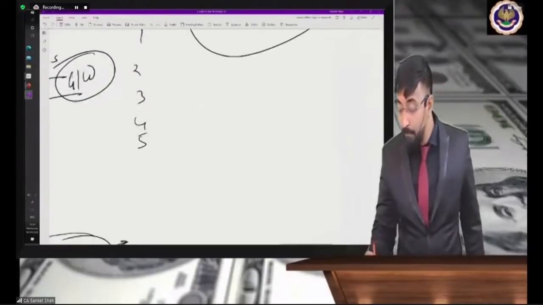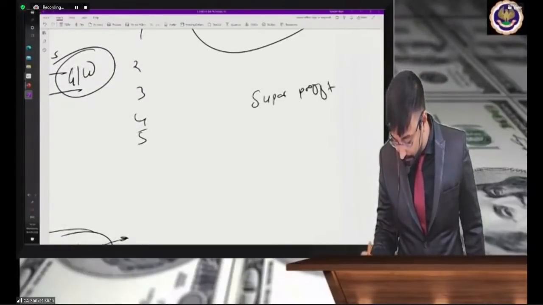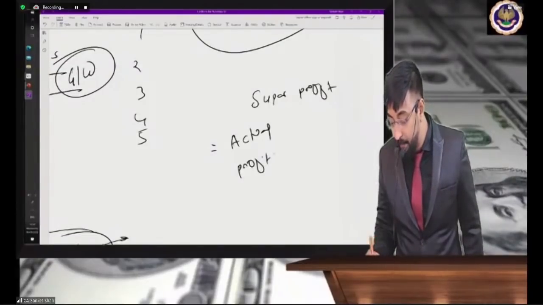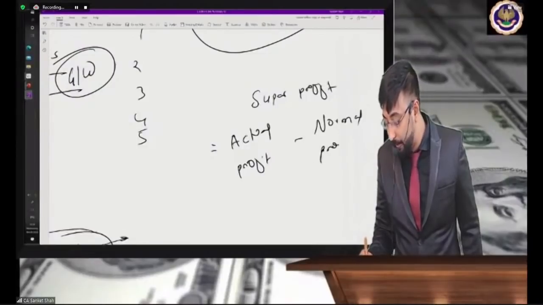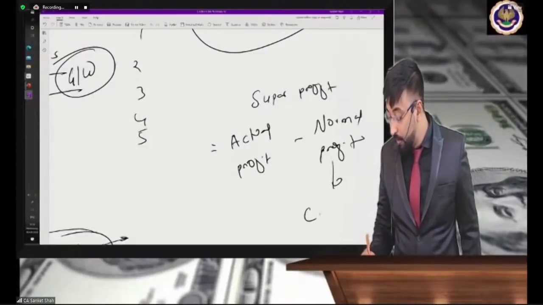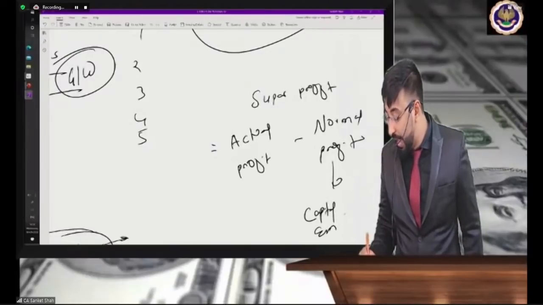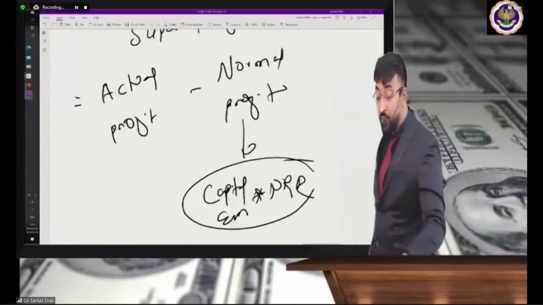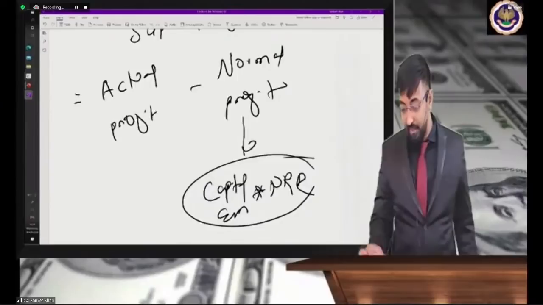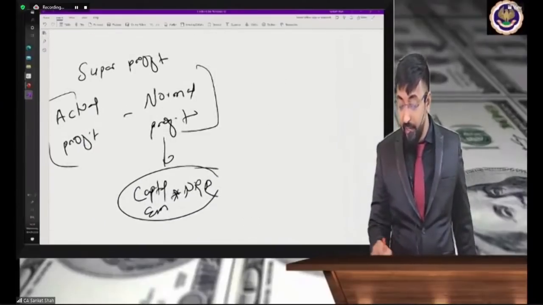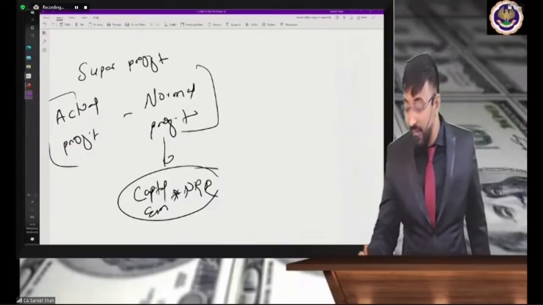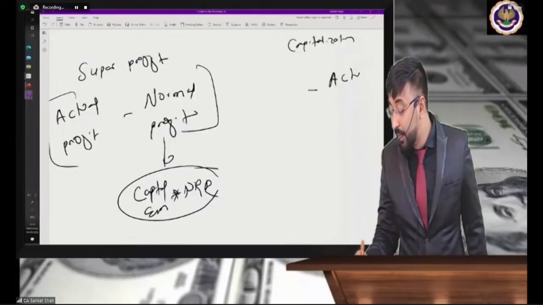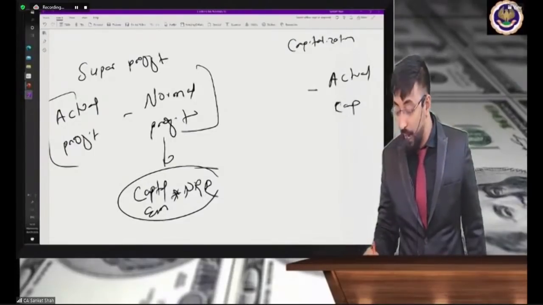So what is the formula for the super profit method? Super profit is actual profit minus normal profit. And how to calculate normal profit? Capital employed, 1 lakh, multiplied by the normal rate of return. The normal rate of return in our business is 20%. And whatever profit you get is then multiplied by the number of years of purchase.